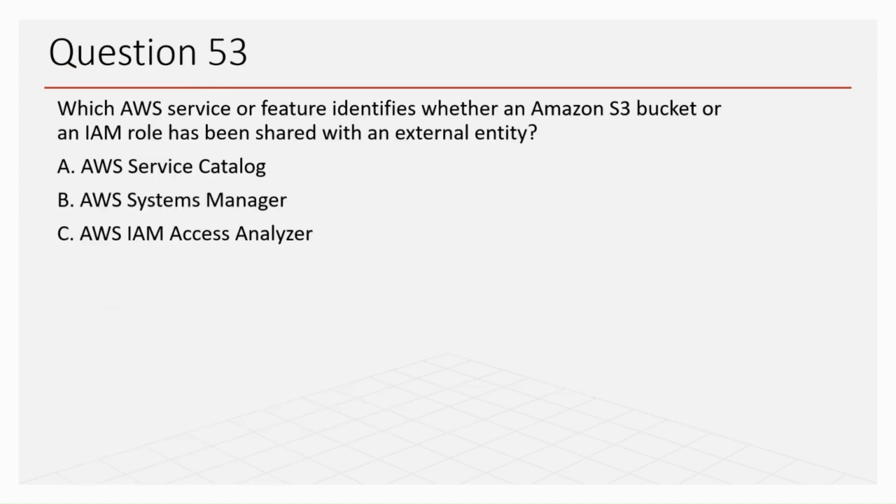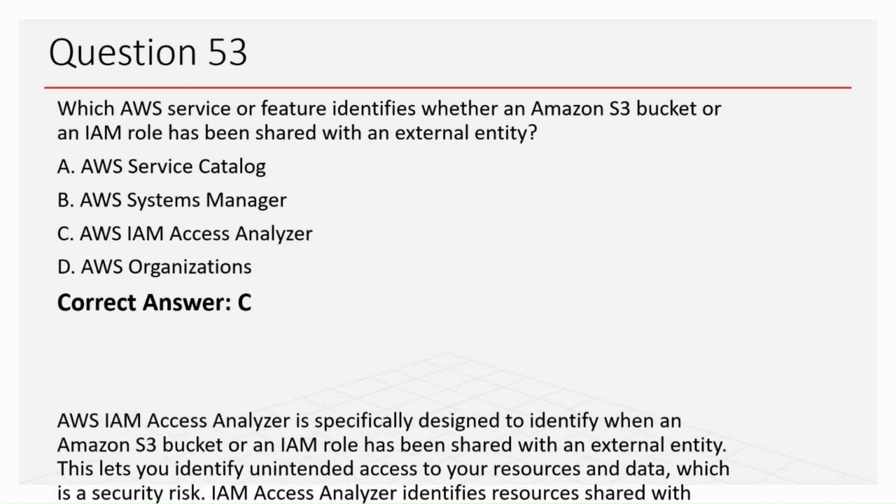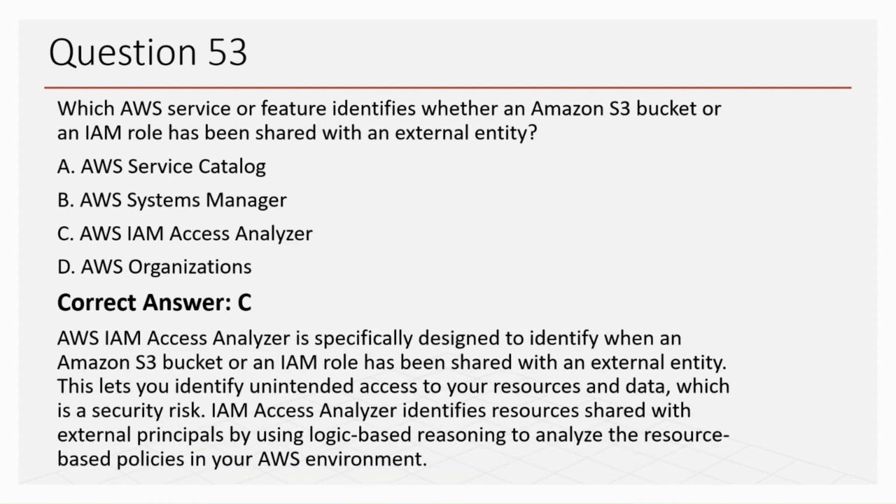Which AWS service or feature identifies whether an Amazon S3 bucket or an IAM role has been shared with an external entity? And the options are AWS Service Catalog, AWS Systems Manager, AWS IAM Access Analyzer, and AWS Organizations. And the correct option is C, AWS IAM Access Analyzer. So basically, AWS IAM Access Analyzer is specifically designed to identify when an Amazon S3 bucket or an IAM role has been shared with an external entity.